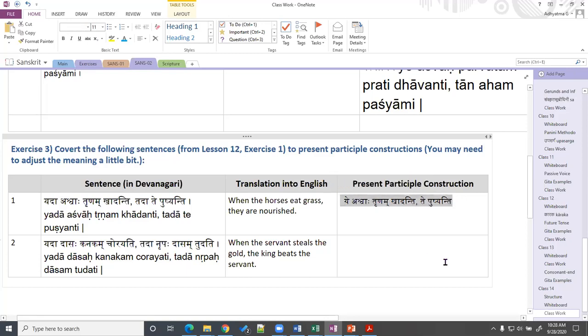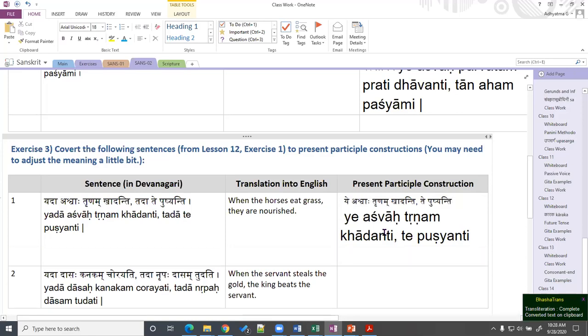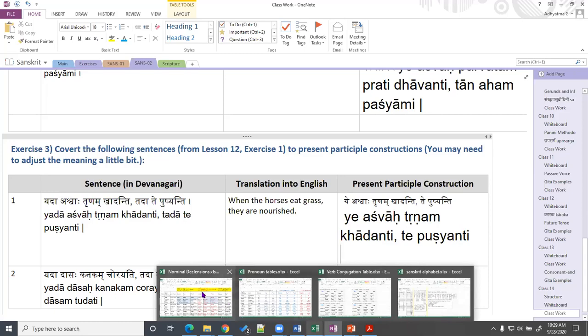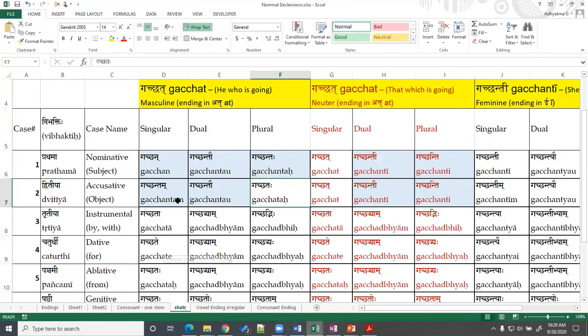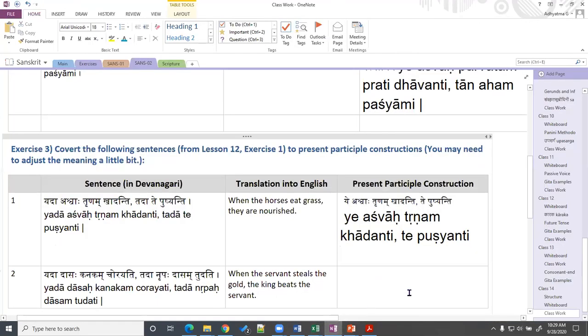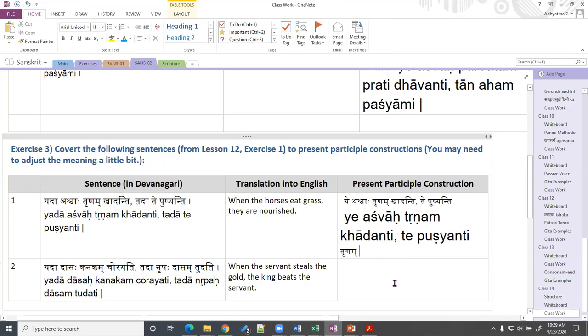And now you can easily make it in the participle form. How do you make the participle form now? Take khadanti. The one who is eating is the ashwa, the horses are eating. Ashwa is masculine, so we have to use the masculine participle. The masculine participle is like gachantaha, that is khadantaha. So we'll say trunam khadantaha ashwaha pushyanti.